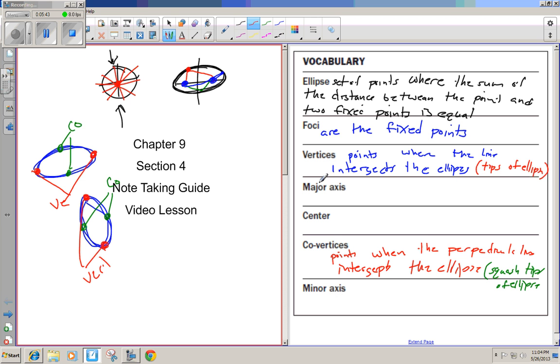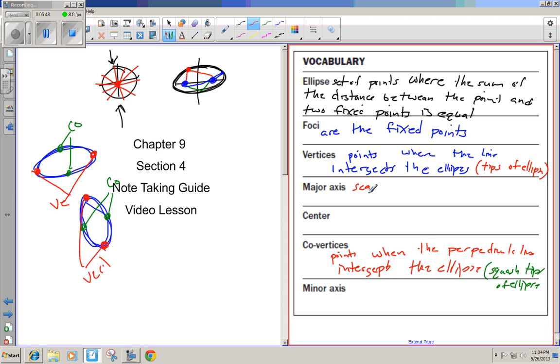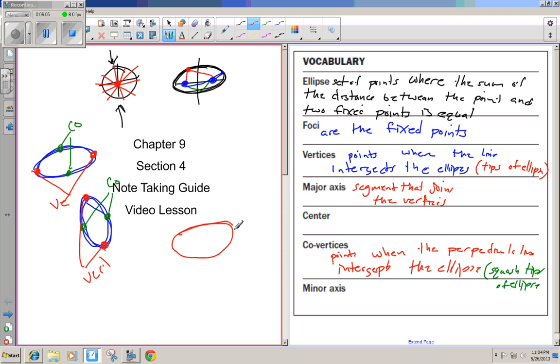All right, let's go back over to the major axis. It's a line segment that joins the vertices. So basically what you have is you have an ellipse. There's a wonderful ellipse right there. You have vertices here and here, and there's a line segment that connects them. That is the major axis.